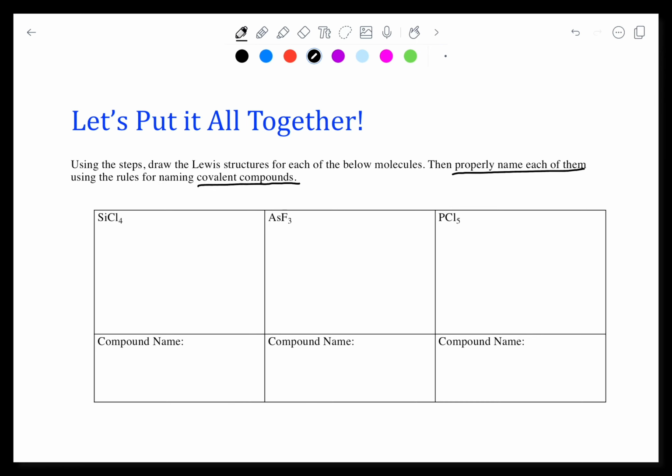These are all covalent compounds because Lewis structures show bonds. Bonds are between nonmetals. Okay, so that's a covalent compound. So these are covalent compound naming rules. We want to draw the Lewis structures and then the compound name. So pause your video now and do that.